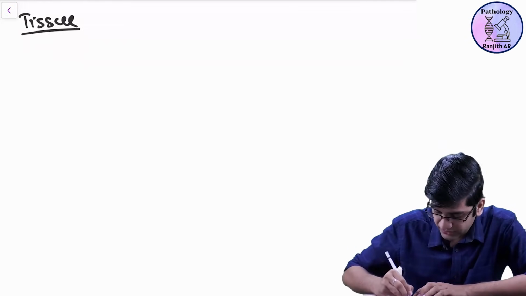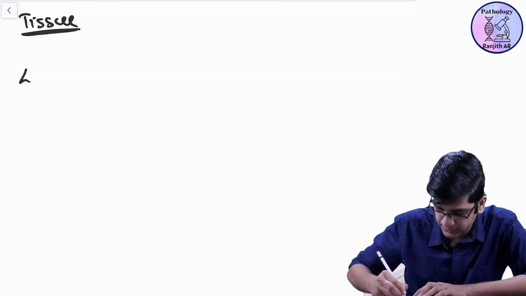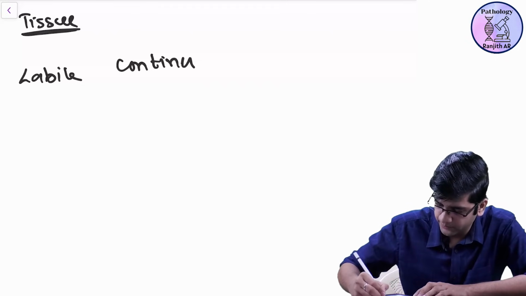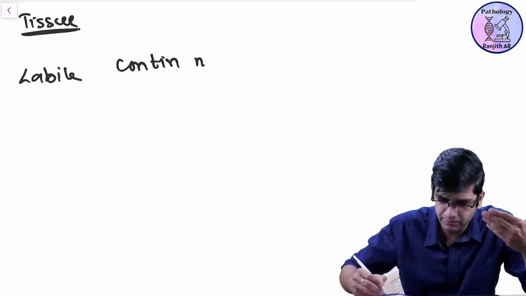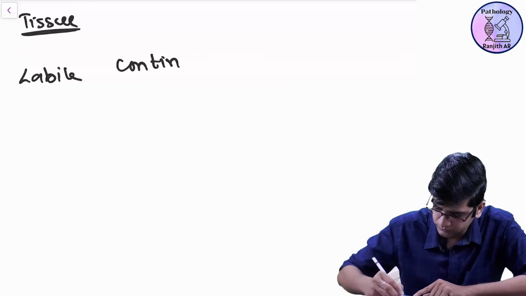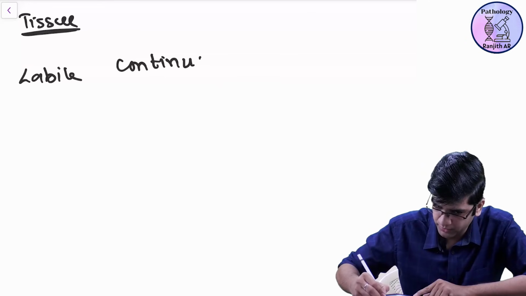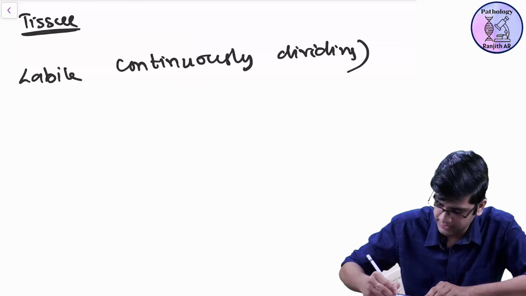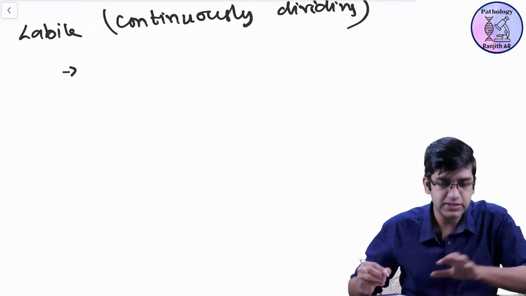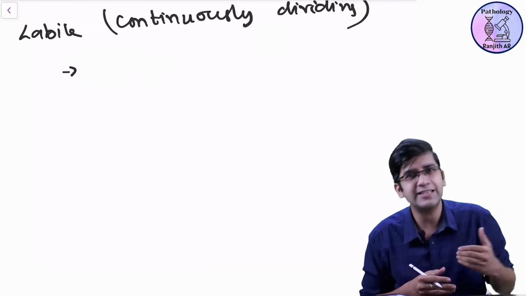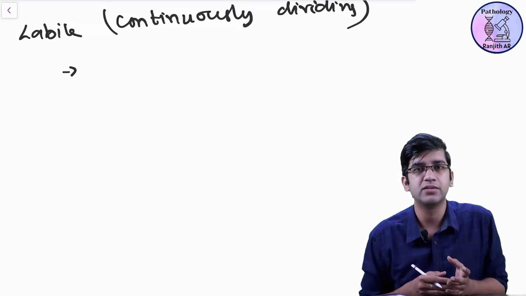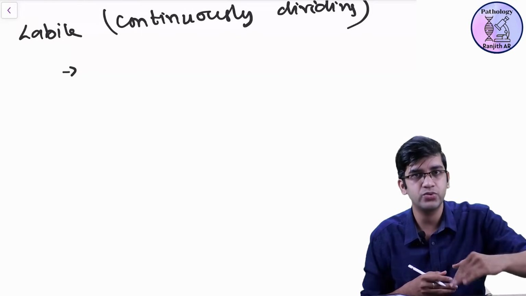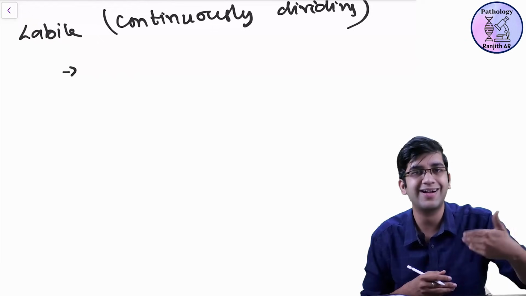So we have cells or tissues divided into three major subtypes. The first one is called labile or continuously dividing cells. They continuously keep on dividing. Ignore my spellings. Continuously dividing cells means these cells are always in the cell cycle. I don't need a stimulus. Once a cell dies, a new cell comes. When a cell dies, a new cell comes, automatically, again and again.